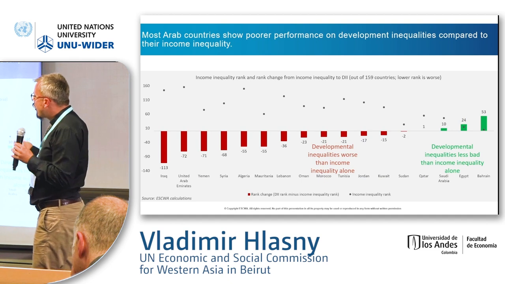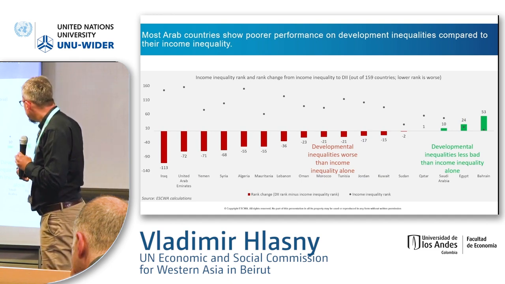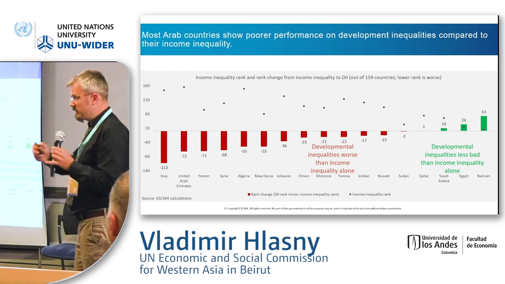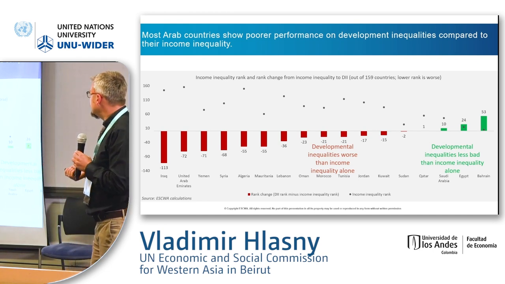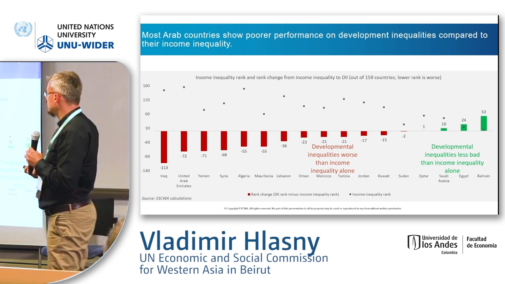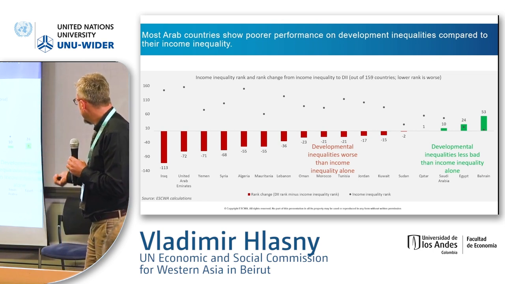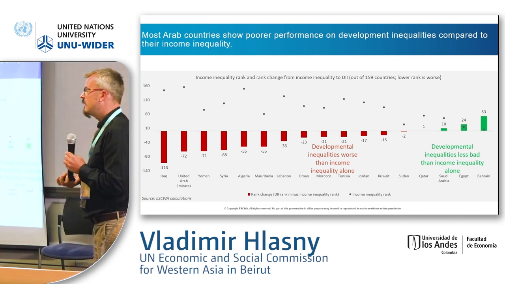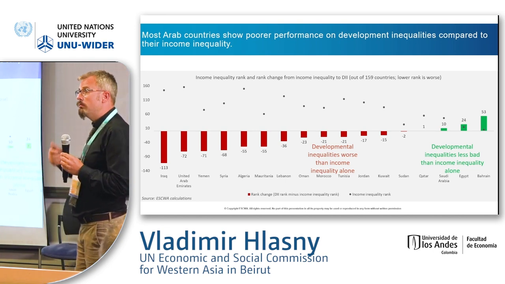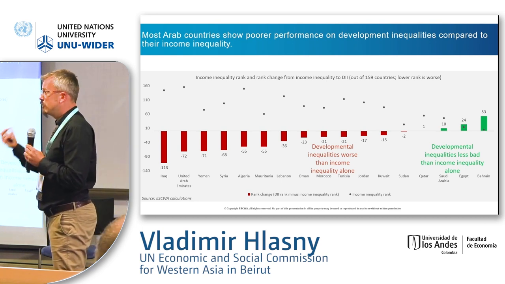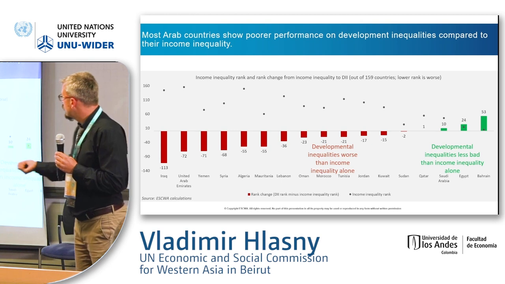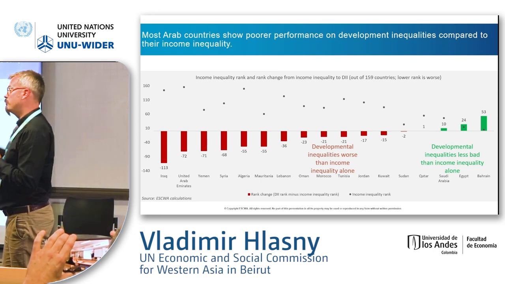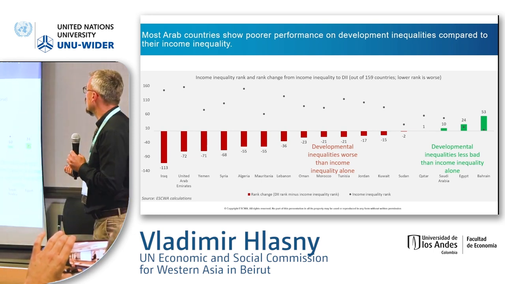Second set of results for the overall development inequalities index is that if we compare income inequality to this multidimensional inequalities, we see worsening of the picture across most countries. So only in Saudi Arabia, Egypt, and Bahrain we see an improvement in ranking, an improvement in the situation when we take into account the multidimensional, the human development, governance, and environmental inequalities. But for the vast majority of countries, we see a worse picture when we consider these other inequalities.